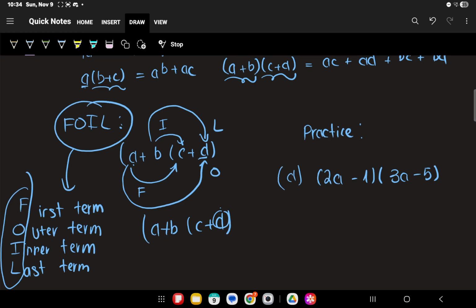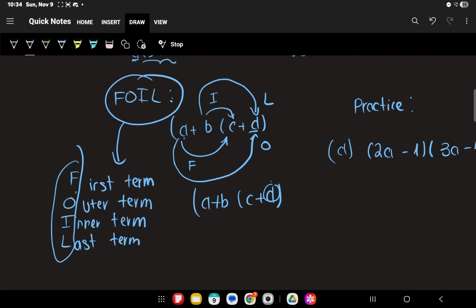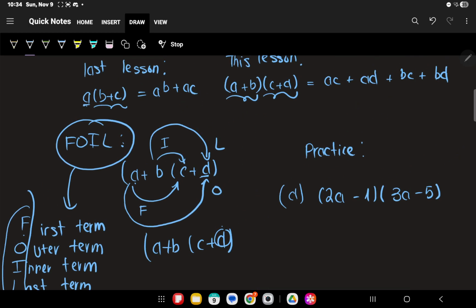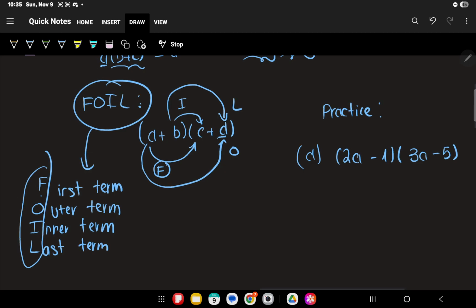So essentially it means that you multiply the first terms, then you multiply the outer terms, then you multiply the inner terms, then you multiply the last terms. So what that means is that (a plus b) times (c plus d). Our first multiplication will be a times c. The first terms in the two brackets are a and c, right? So a times c will be the F in FOIL, our first terms.